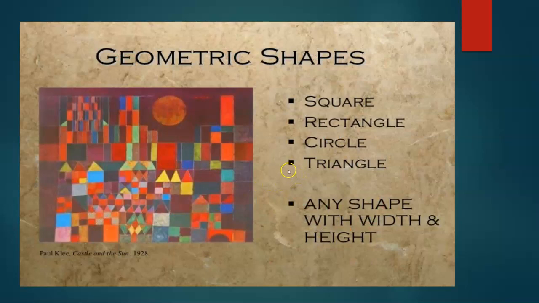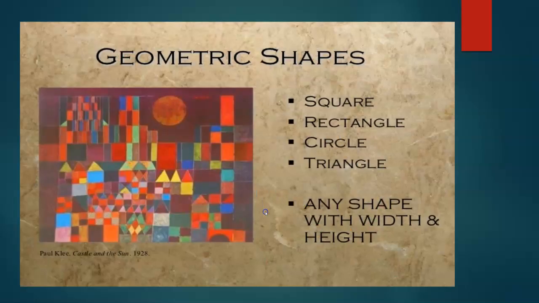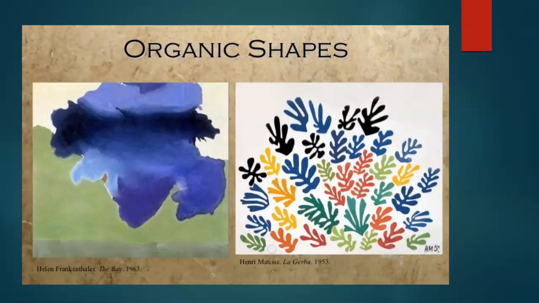There are 2 kinds of shapes. There are geometric shapes, like those in this Paul Klee piece, Castle in the Sun, created in 1928. Here we have squares, rectangles, circles, and triangles. Geometric shapes are any shape with height and width.